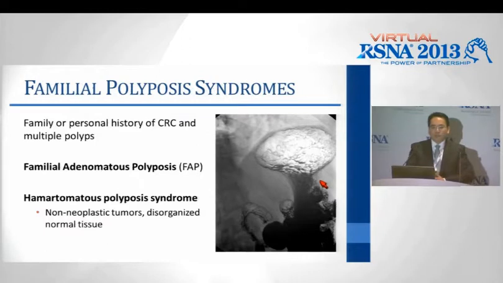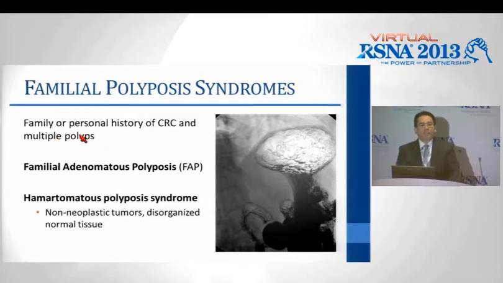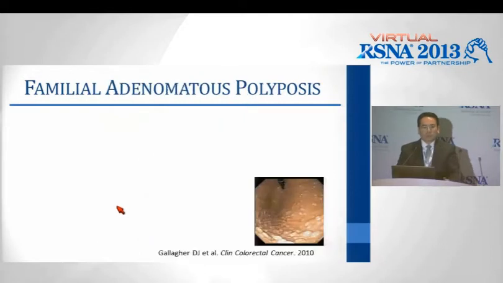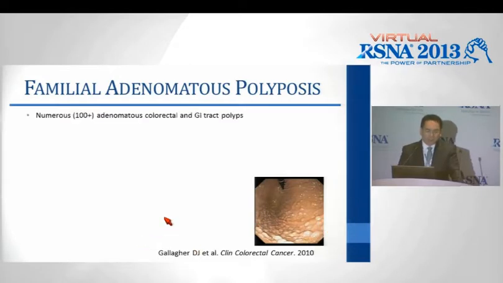So moving on to familial polyposis syndrome. These are patients who have a family or personal history of colon cancer, as well as multiple polyps, and it's useful to divide them into two categories, those with adenomatous polyps and those with hamartomatous polyps. And just to refresh your memory, hamartomas are non-neoplastic tumors comprised of disorganized normal tissue. So you can see on this endoscopic image of the stomach innumerable small polyps carpeting the gastric mucosa.